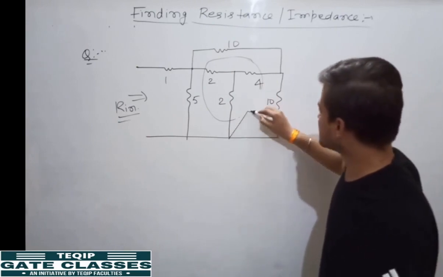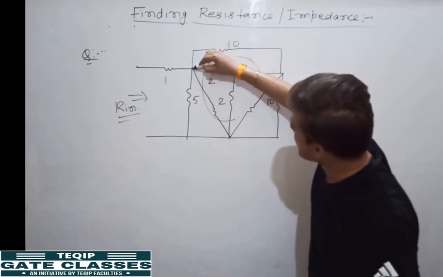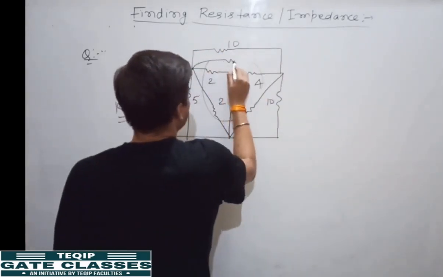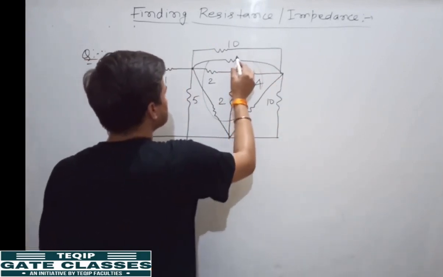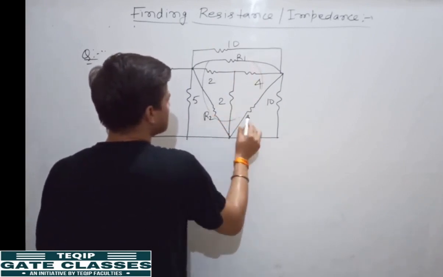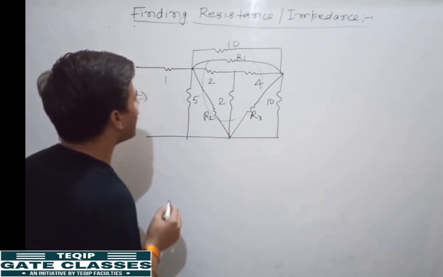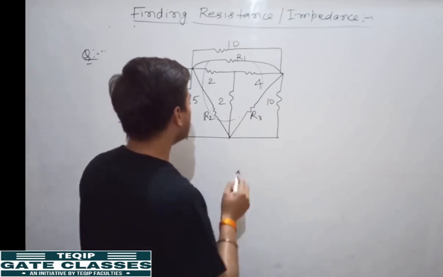You will put one resistance here, you will put another resistance here, and another resistance will be here. There will be the three resistors. Suppose this is R1, this is R2, this is R3. So let us find the values of R1, R2 and R3.